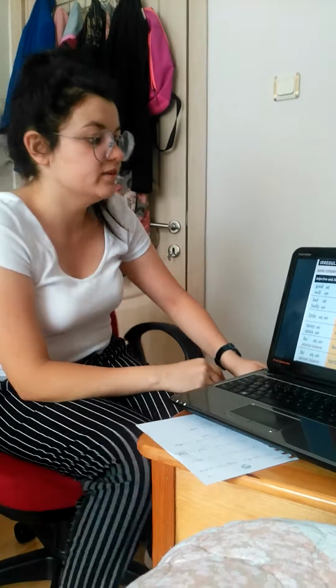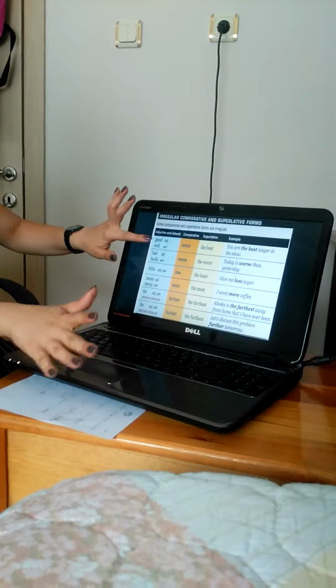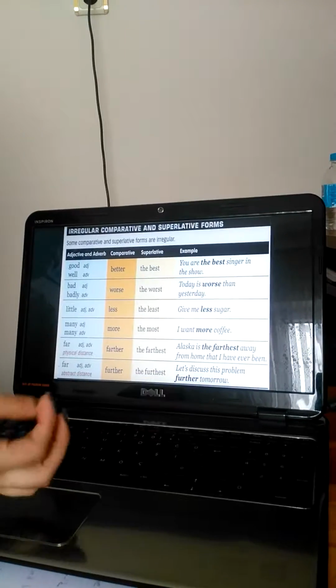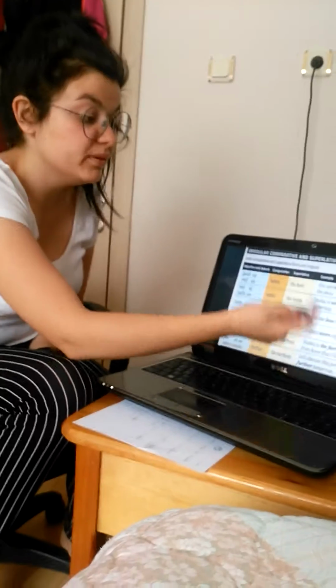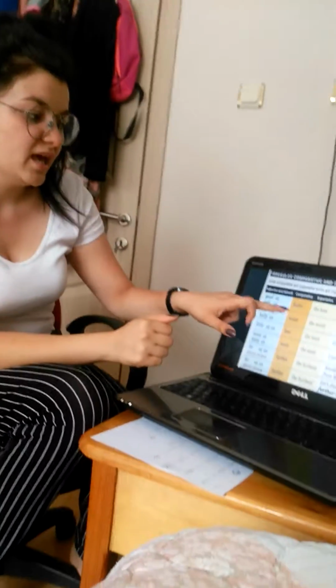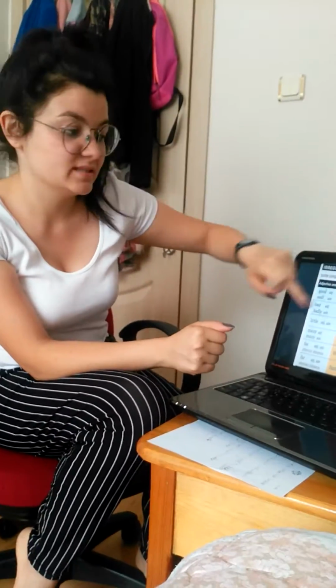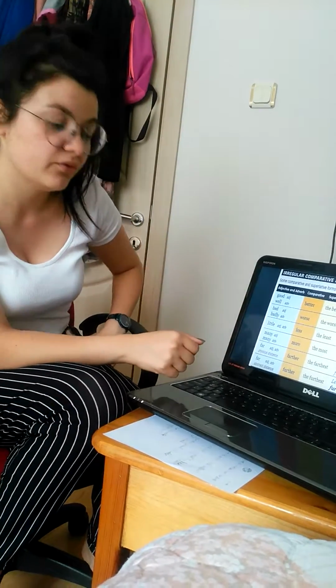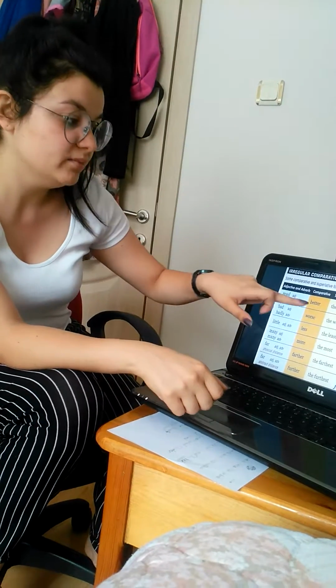So I will show you these forms again. Some comparative and superlative forms are irregular. Good, well: we shouldn't say gooder, goodest. We have to say better and the best. We have to use the before the superlative forms: the best, the worst, the least, the most, the furthest. Good, well, better, the best.